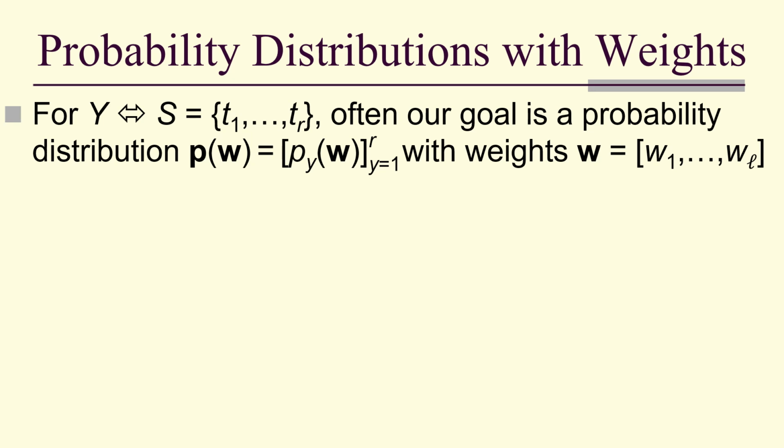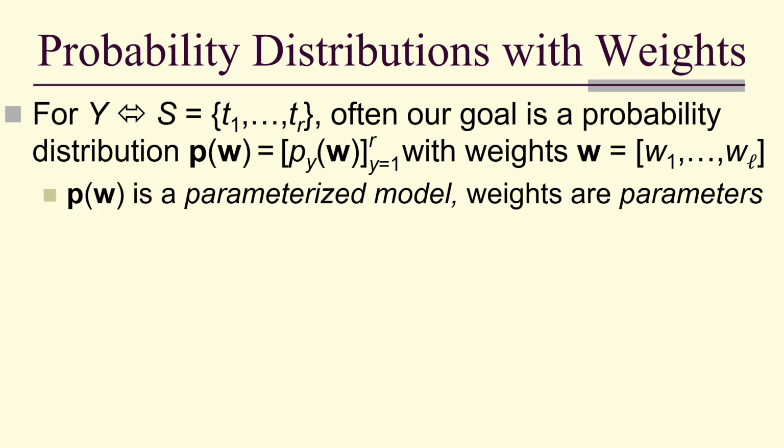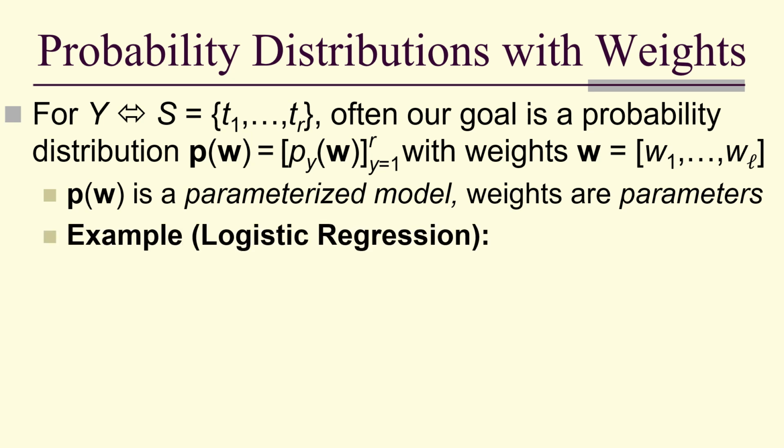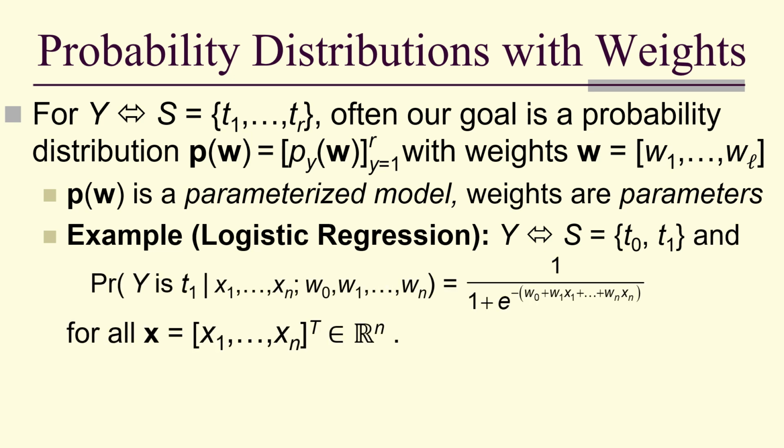So each p in our probability vector, bold P, depends on some weight vector. This is called a parameterized model, and the weights are called parameters. In logistic regression, for example, we have a sample space with two outcomes, and we have this conditional probability that y is t1 given the observation of the x's and those weights.